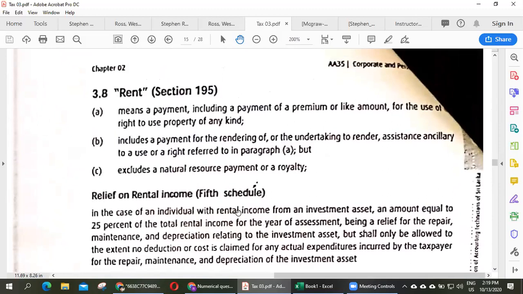And I think it's enough today. Rent is an important section. We will discuss it.